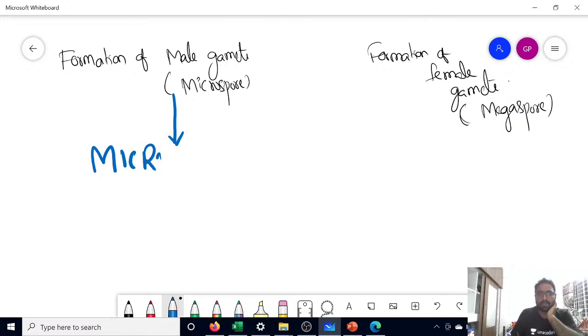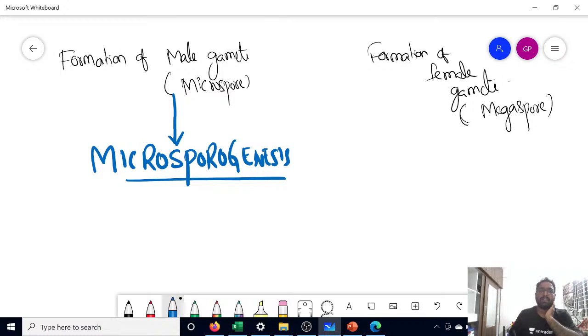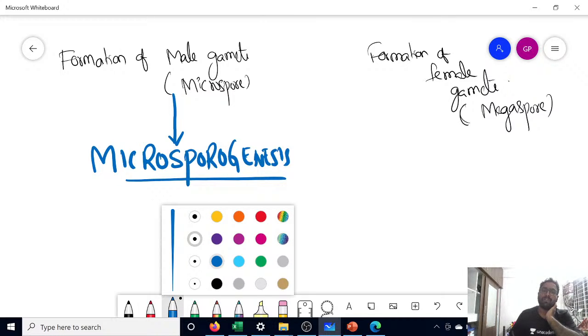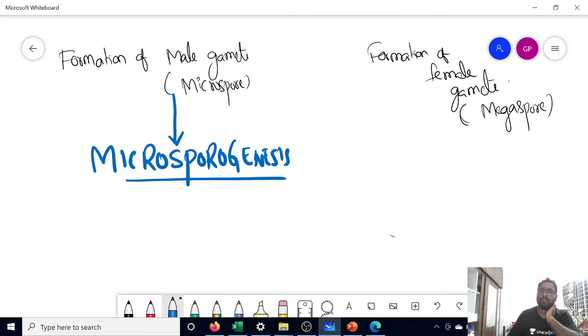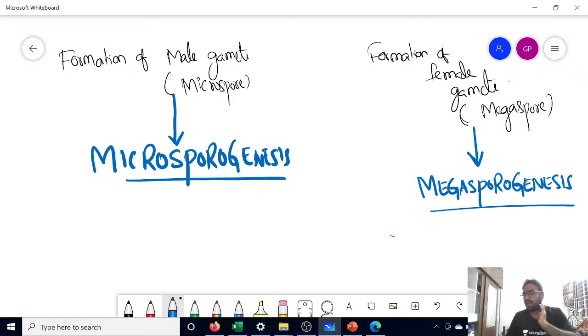I'm writing on the board here: microsporogenesis. Microsporogenesis. Now, the formation of the female gamete is called megasporogenesis. So microsporogenesis and megasporogenesis. Students, are you all understanding? Please let me know, post your comments in the comment box, guys.